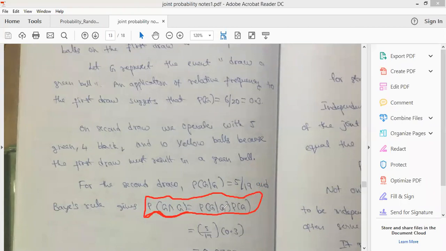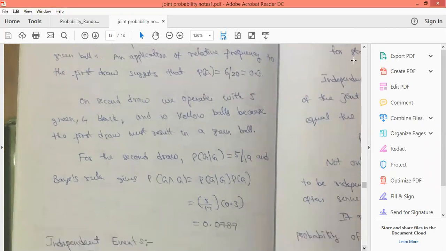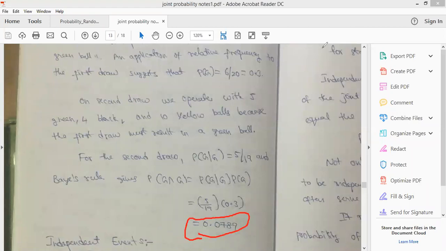Okay, so the first value is 5 by 19, and the second value is 0.3. Yes or no? So we get the probability of drawing two green balls. Here it is given as 0.0789. Okay, is it clear? With this we have completed the problems on Bayes theorem.